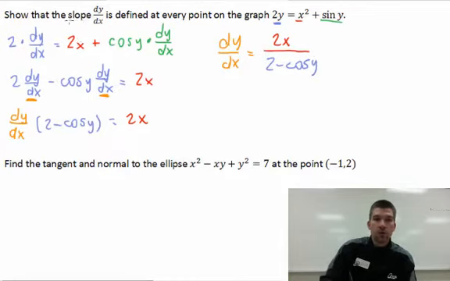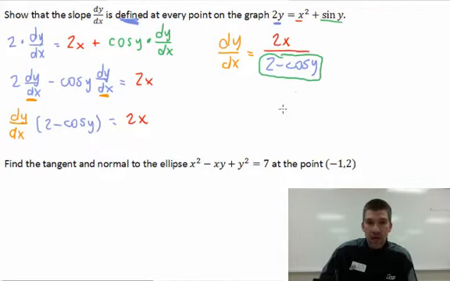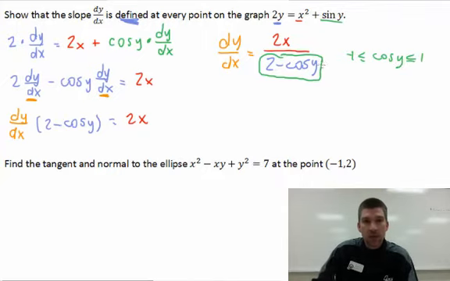Okay, so we want to show that the slope is defined at every point. Well, the only place it's not defined is where we get 0 in the denominator. Where are we going to get 0 in the denominator? We only get 0 when the cosine is equal to 2. Well, guess what? The cosine always bounces between 1 and -1. So there's no way that we're going to get a 0 in this denominator. And since there's no way we can get 0 in this denominator, we can say that 2x over 2 minus cosine y is defined at every point.